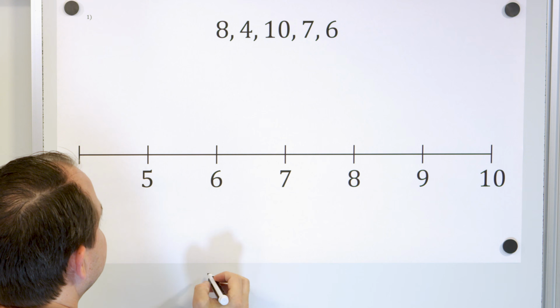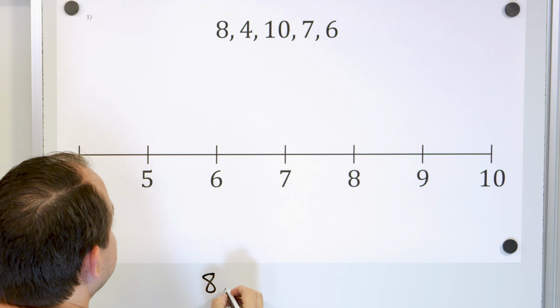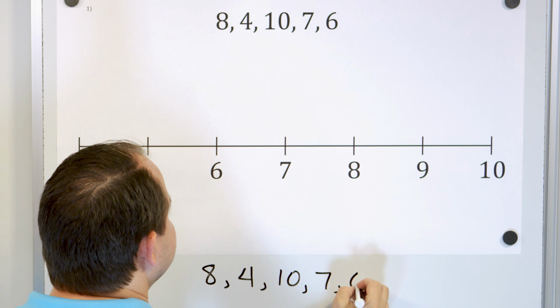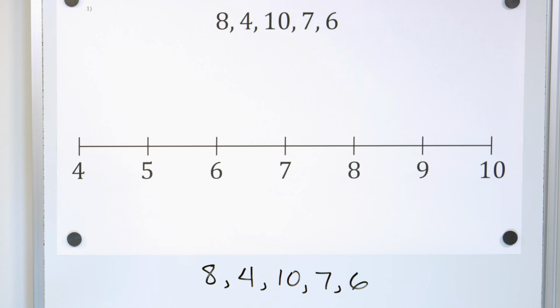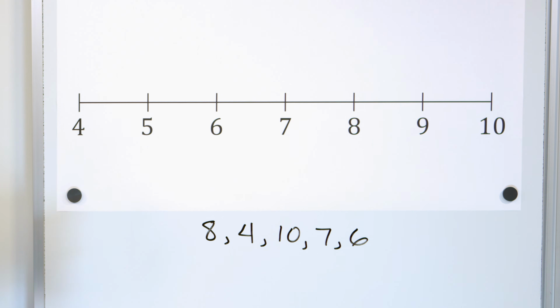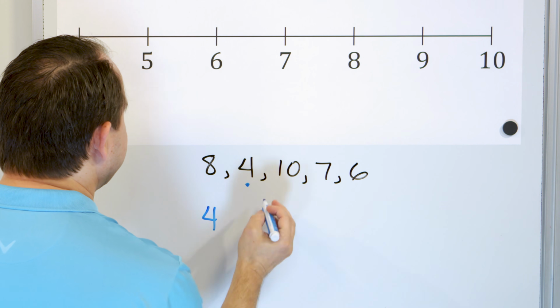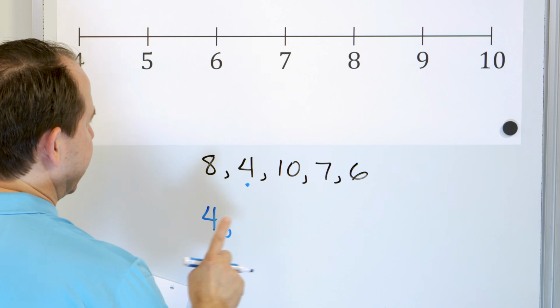So in order to do that efficiently, let me just write the data set down again. 8, 4, 10, 7, 6. There's only 5 numbers in that data set. So let's rearrange the data set and put it into order, right? What is the smallest? You want to order it from least to greatest. The smallest number is 4. Put a little dot under there, just to show myself that I've already picked it.